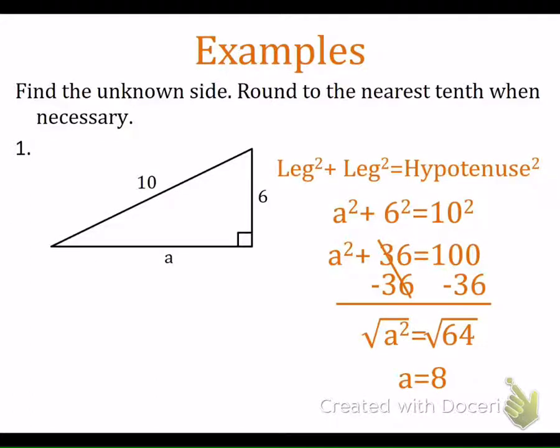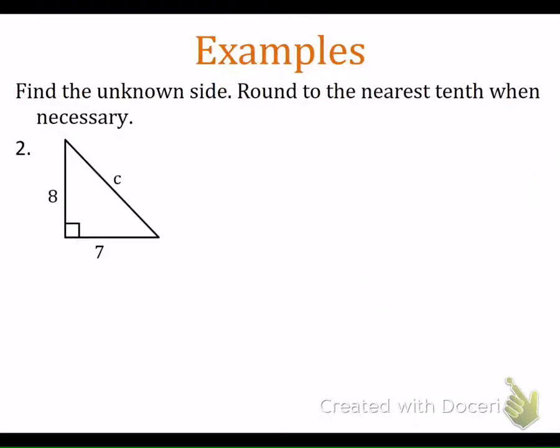What was your question? Does it matter, like we put this? No, that's a good question. So the 6 and the A can go either way. Addition's commutative, so that one's good. The important one is the hypotenuse.